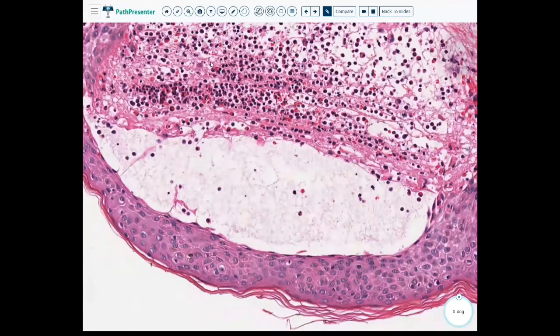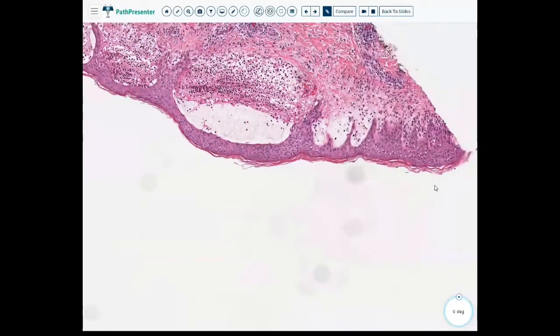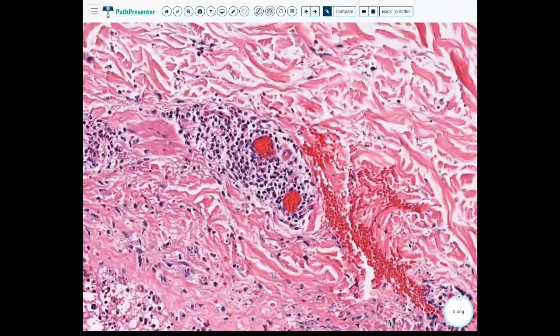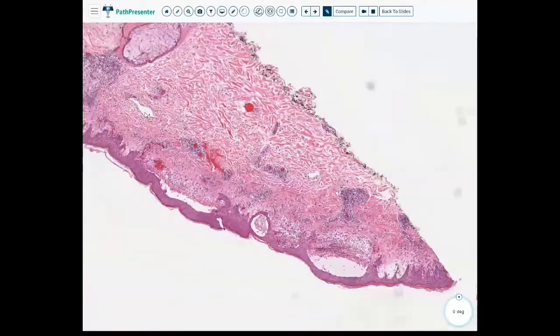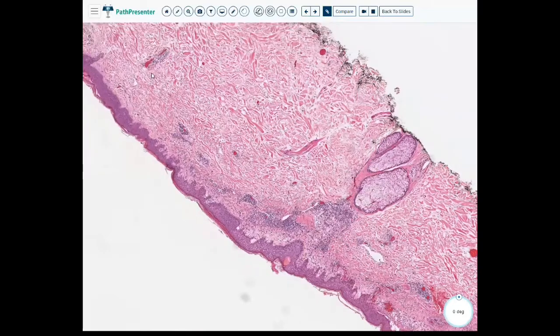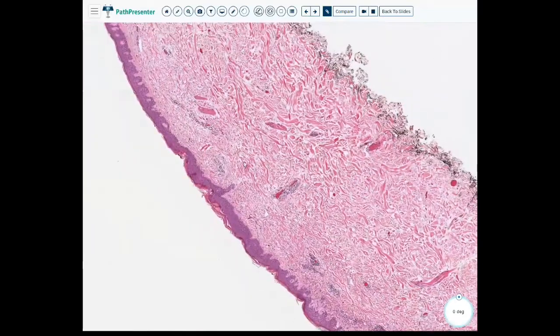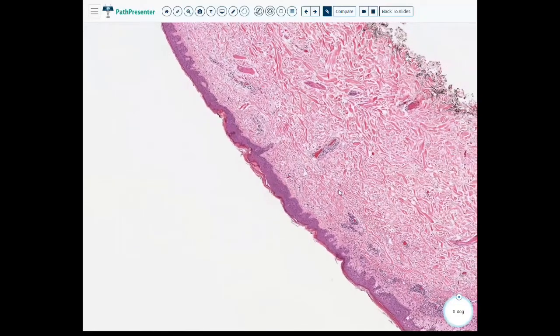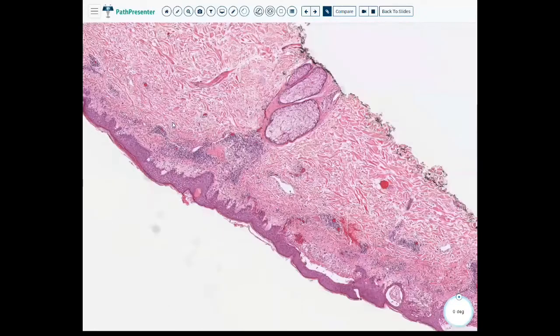And then again, if you go into the dermis, you have kind of like this mixed inflammatory infiltrate, it's mostly perivascular. And you see how everything else is relatively normal. Like the epidermis itself is relatively normal. So this again is dermatitis herpetiformis. This is a different example, better clefting in this one.